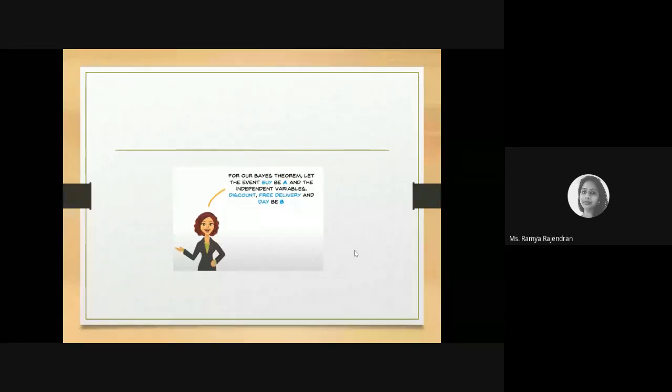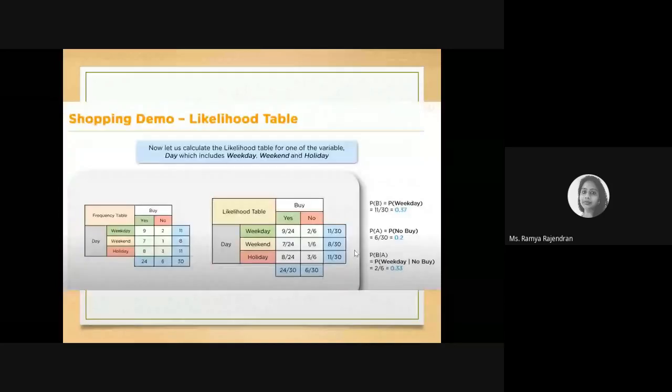Okay, so here we'll be considering only day. I have a day frequency table, and then I am trying to compute a day likelihood table. The summation of all this, for when the person has bought the product is 24, and when the person has not bought the product, it is 6.